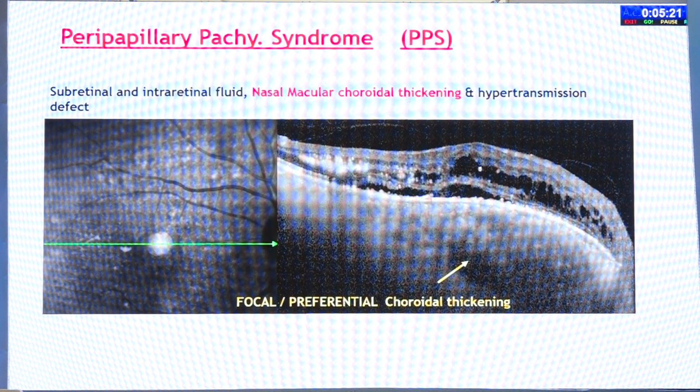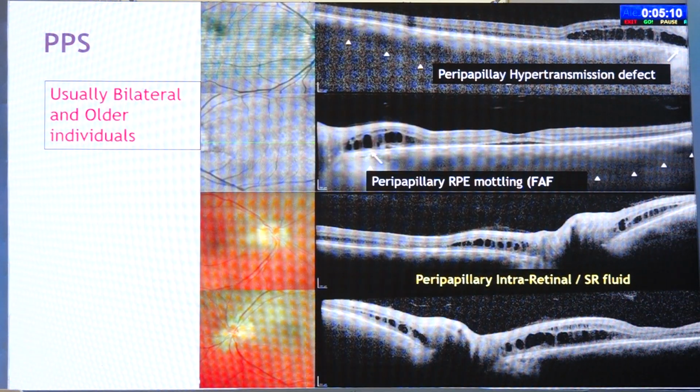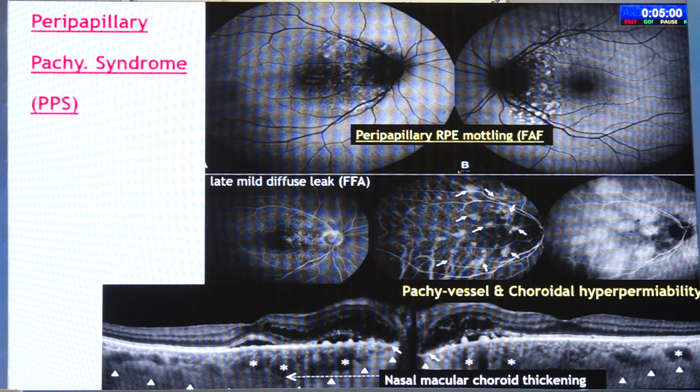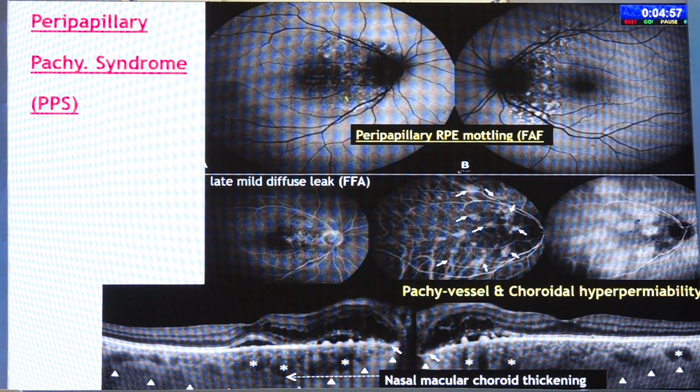For example, in this case with a peripapillary pachychoroid syndrome, you have nasal macular choroidal thickening with nasal macular intraretinal and subretinal fluid. Usually it happens in older individuals, and it's usually a bilateral disease. You see this peripapillary intraretinal and subretinal fluid in these patients, and it's very important to image the autofluorescence in this case, where you see peripapillary RPE mottling, peripapillary pachy vessels and choroidal vascular hyperpermeability as findings in this variant of CSR called peripapillary pachychoroid syndrome.